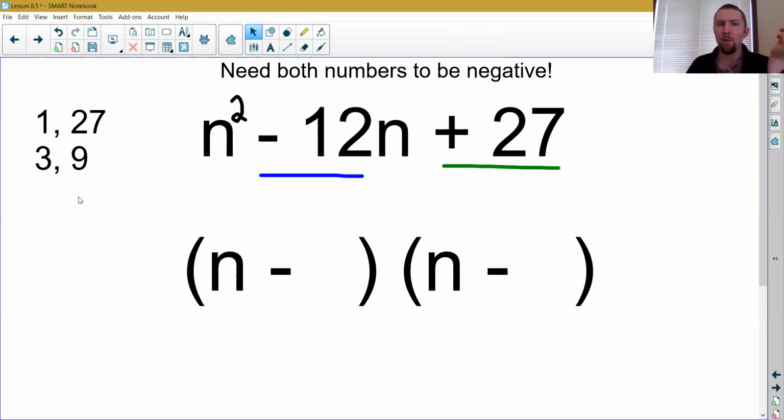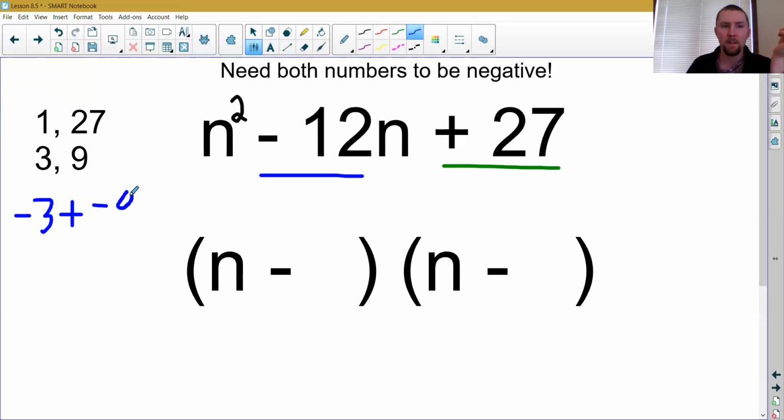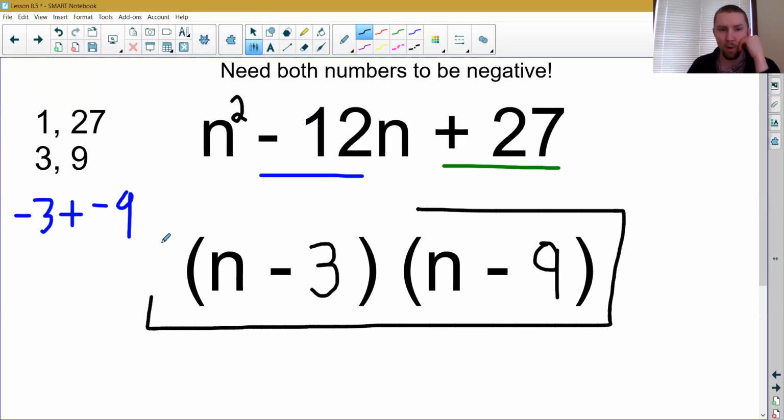3 times 9. If both of those were negative, if I had a negative 3 and I added a negative 9, what would I get? Negative 3, negative 9, they add up to negative 12. Okay, so these are the two numbers I want right here. I want a negative 3 and I want a negative 9. So both of them are minus. One is a 3, one is a 9. And again, if we needed to check our factored form, you can always do the FOIL method or double distributive property. Okay?